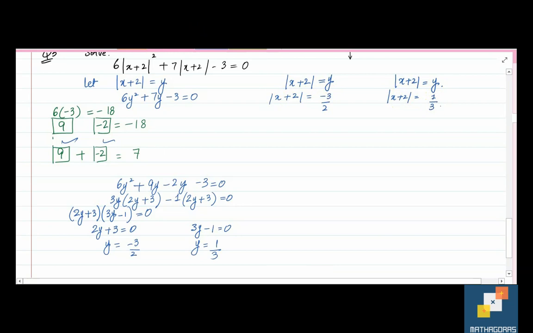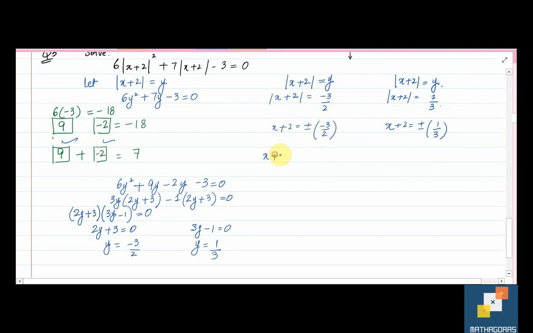Now we have solved such type of equations, right? When you remove the sign of modulus, it will be x plus 2 is equals to plus minus negative 3 upon 2, and it will be x plus 2 is equals to plus minus 1 upon 3, right? Now you need to solve it with both the signs.